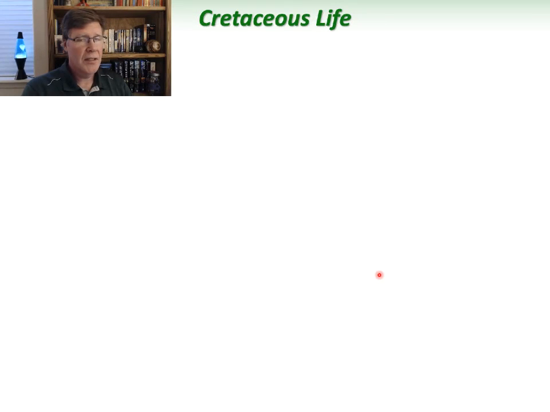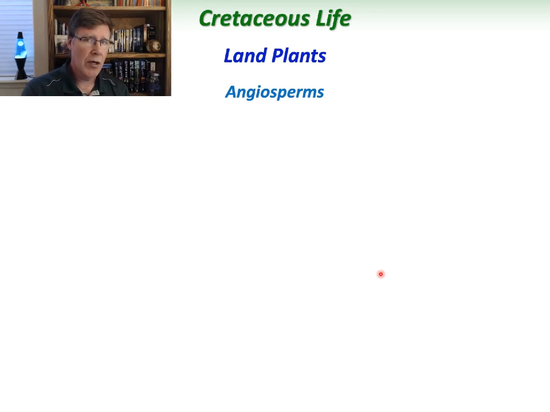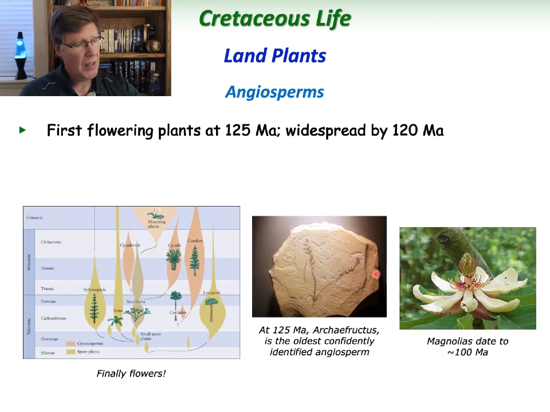Well, last but certainly not least, the land plants, and now we finally get to talk about flowering plants, or the angiosperms. So the first flowering plants would occur in the Cretaceous as early as about 125, and a few million years later they would become widespread.